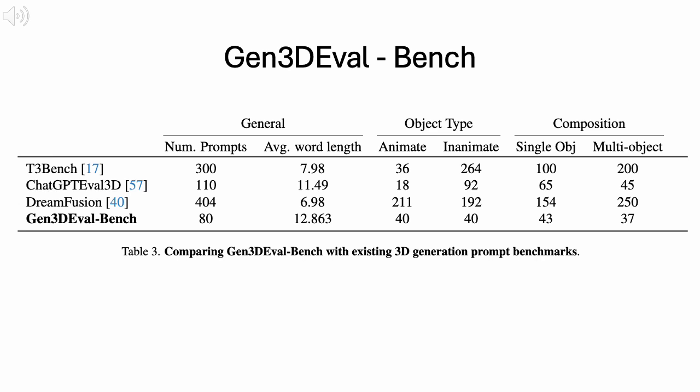Apart from the evaluation method, we also put together a benchmark containing 80 prompts that were curated to provide diversity of generation such as object type and composition, enabling granular evaluation while at the same time reducing the size of the benchmark because 3D generation can sometimes be compute and time intensive. We also aim to increase the mean and variance of the prompt lengths. In the next few slides, we will discuss the methodology of Gen3DEval.